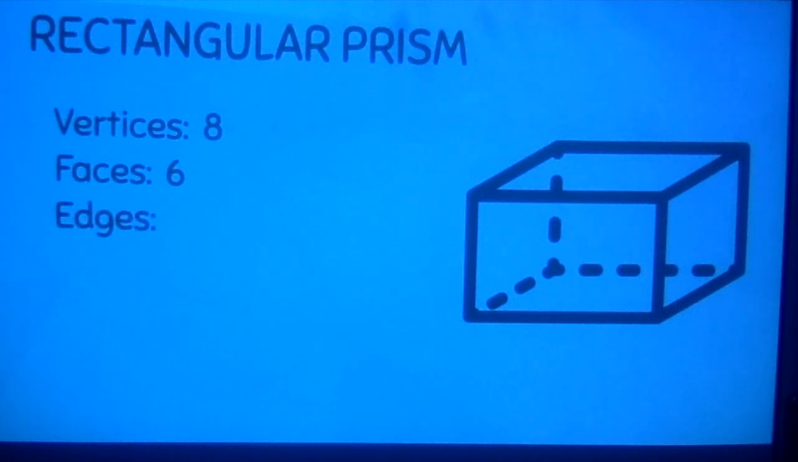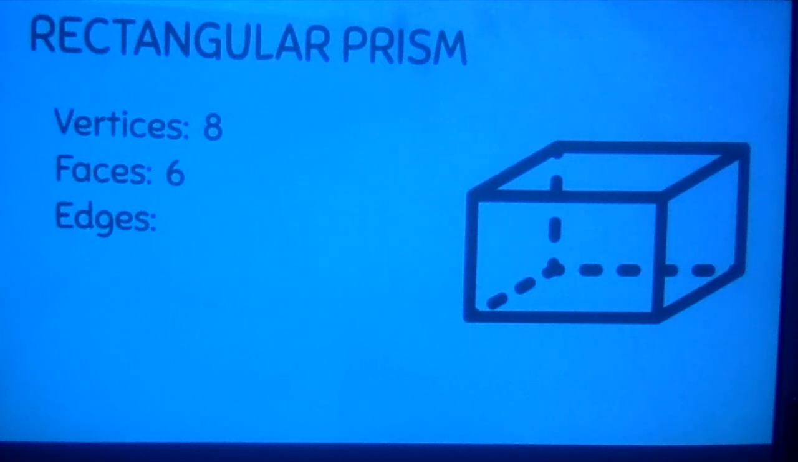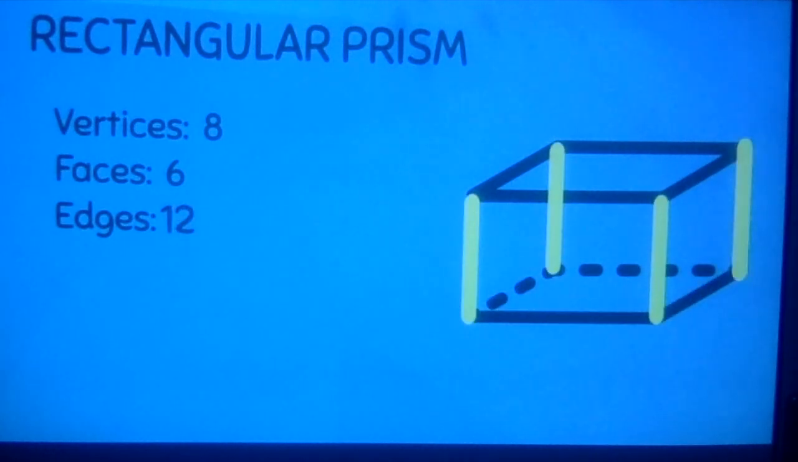Lastly, let's count the edges. Remember, an edge is where 2 faces meet and forms a line. So can you try to guess how many edges we have here? Let's see if you guessed right. So we actually have 1, 2, 3, 4 at the top and another 4 at the bottom. And another 4 on this side. So that's a total of 12 edges. Whoa, that's a lot of edges.